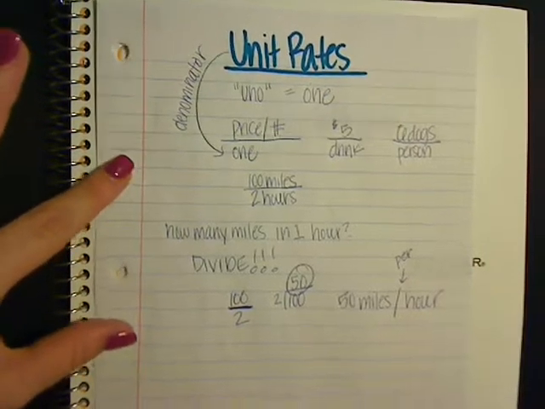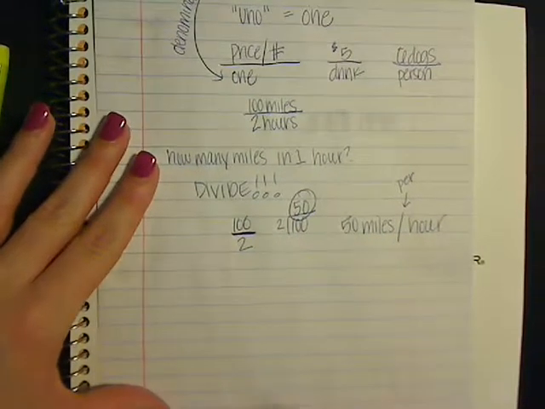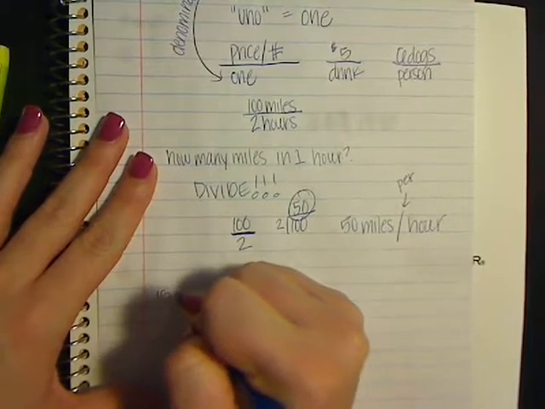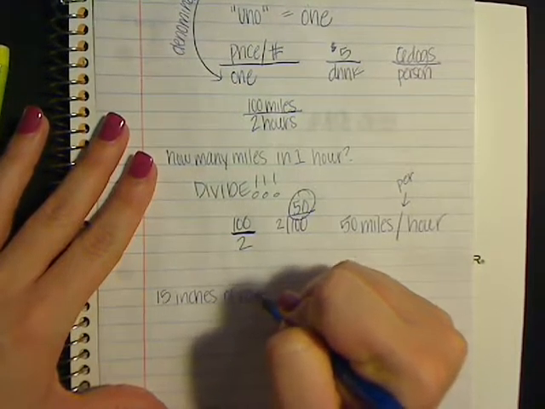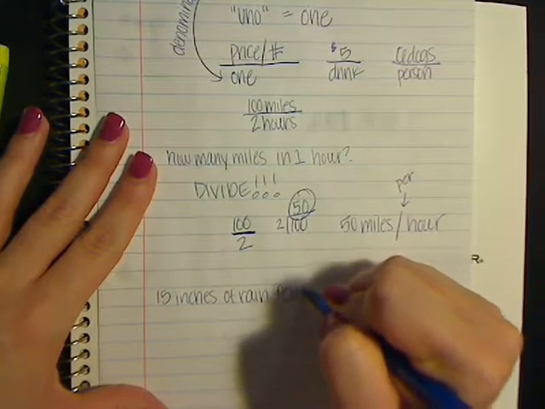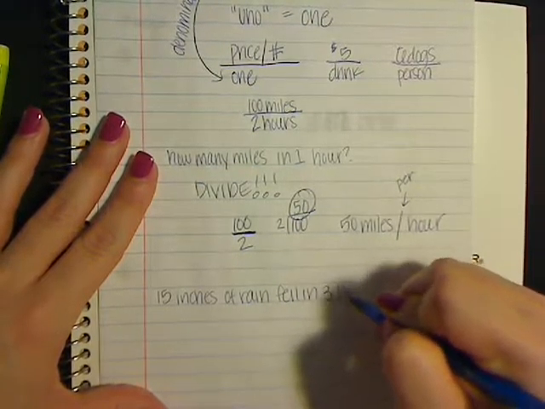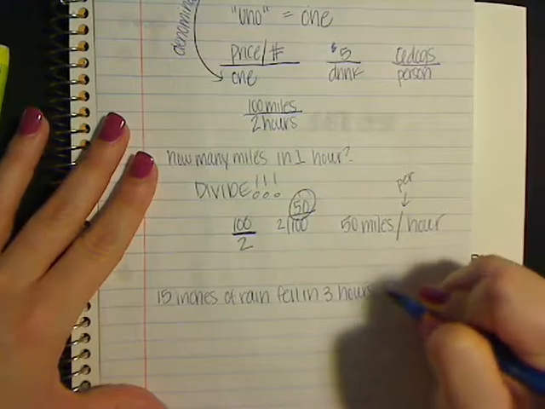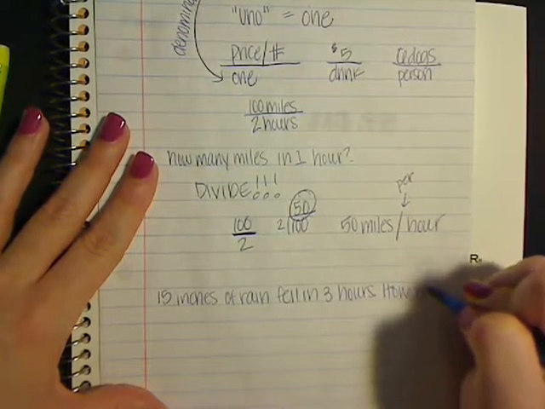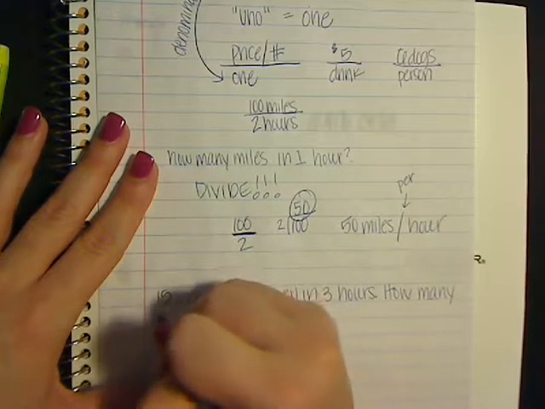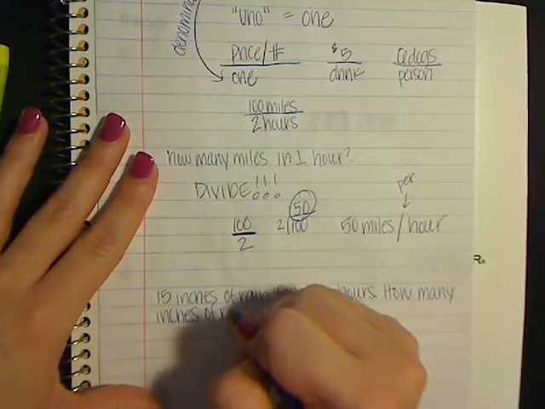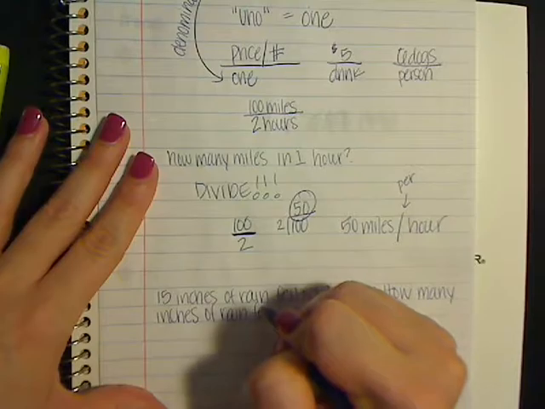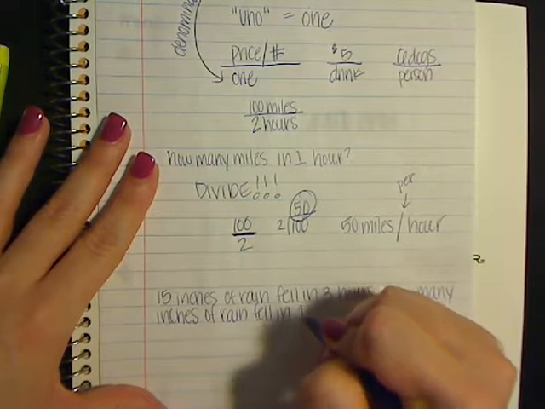All right, let's do another example of a unit rate. What if 15 inches of rain fell in 3 hours? How many inches of rain fell in 1 hour?